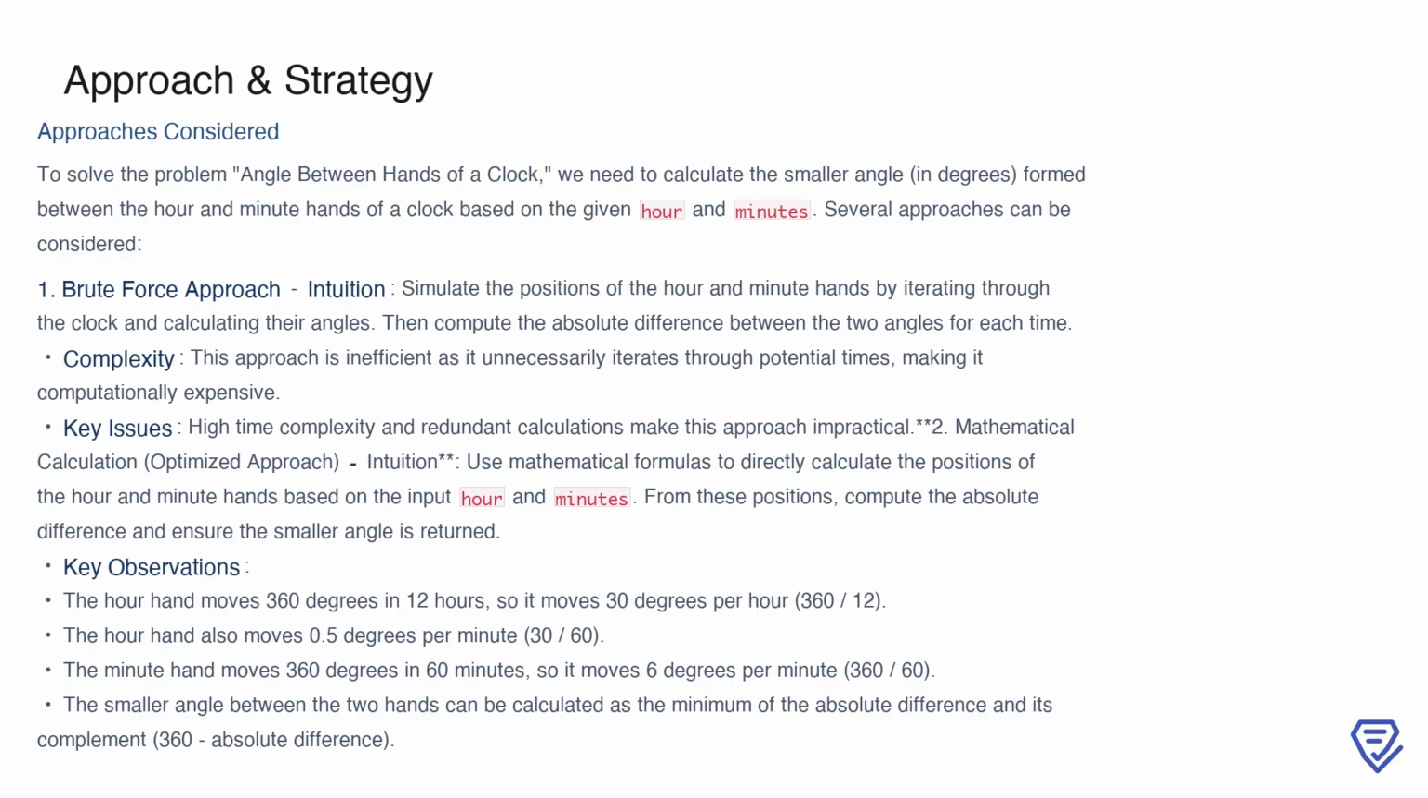A better alternative is the mathematical calculation approach, where we directly compute the positions of the hour and minute hands using formulas. For instance, we know the hour hand moves 30 degrees per hour and an additional 0.5 degrees for every minute. Similarly, the minute hand moves 6 degrees per minute. By leveraging these observations, we can calculate the absolute difference between the two angles and return the smaller of this difference and its complement, which is 360 degrees minus the absolute difference. This approach is not only more efficient but also avoids redundant computations entirely.